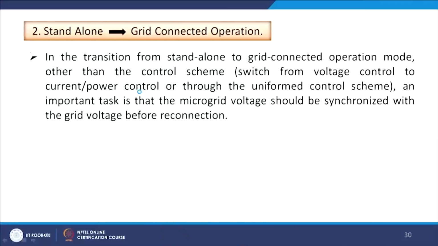Now, in the transition from standalone to grid connected operation mode, other than the control scheme, switching from voltage control to current or power control or through uniform control schemes, an important task is that the microgrid voltage should be synchronized with the grid voltage before connection. That is fine. The control schemes which are in operation in the islanded mode of operation need to be revisited when it is connected to my grid. But before that, one of the most important parts is your voltage synchronism.